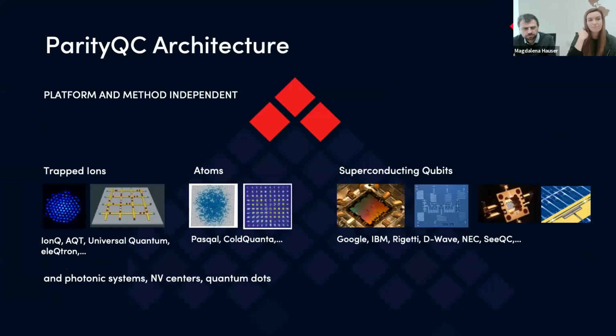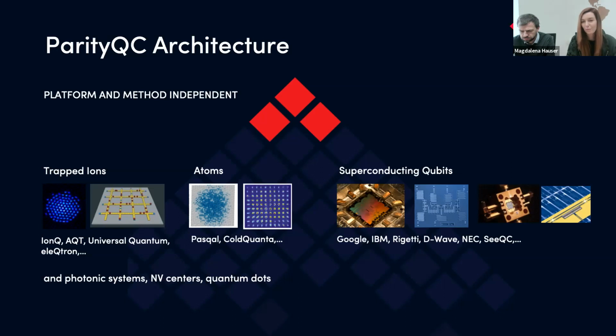And when we say all platforms and methods, when we talk about platforms, that's actually the tiny qubit and the material it is made of. So if we think about trapped ions, it's going to be an ion that is trapped, for example, done by IQ, AQT, or Universal Quantum, or electron. When we talk about atoms, it's something that Pascal and Planqc, for example, work with. Then we have superconducting qubits. This is the platform that's most advanced and most developed at the moment. All the big ones are going for this platform. So we have Google, IBM, Rigetti, D-Wave, NEC, for example, working with superconducting qubits.